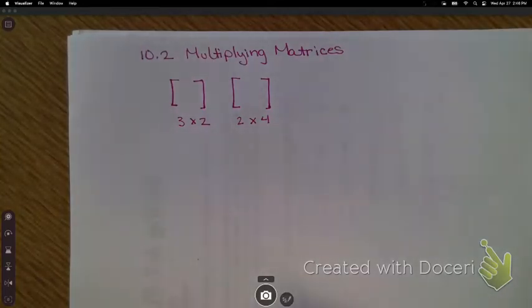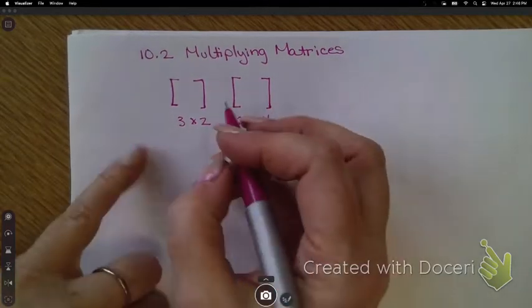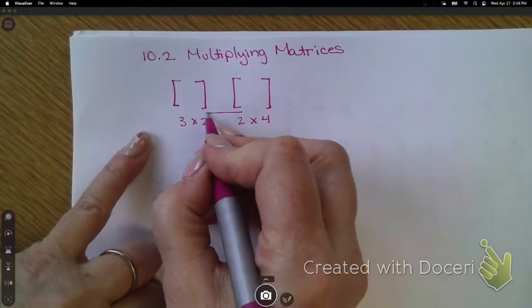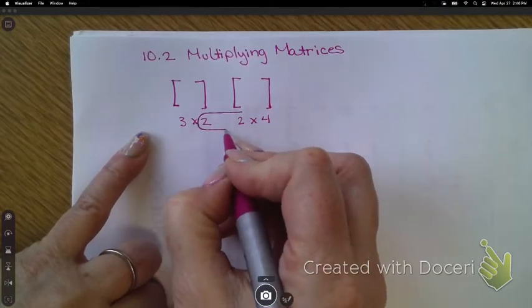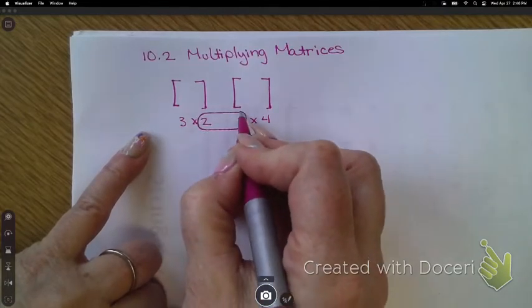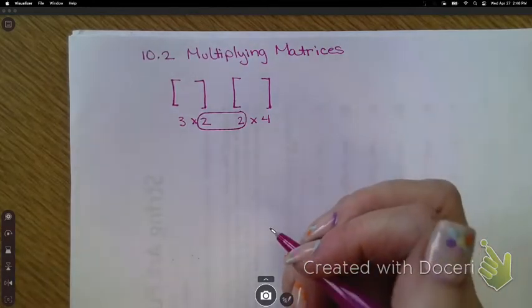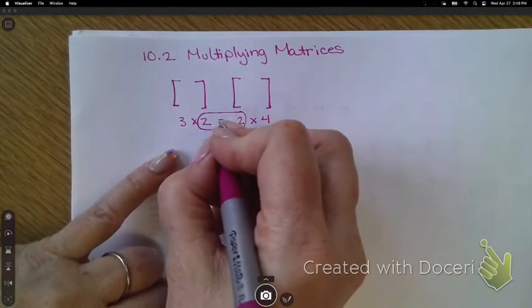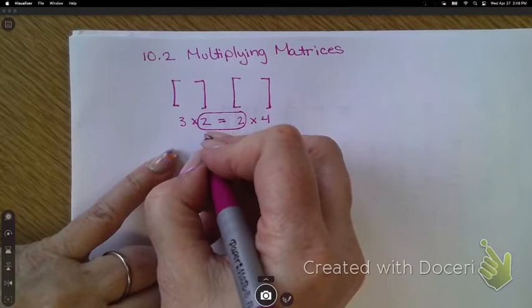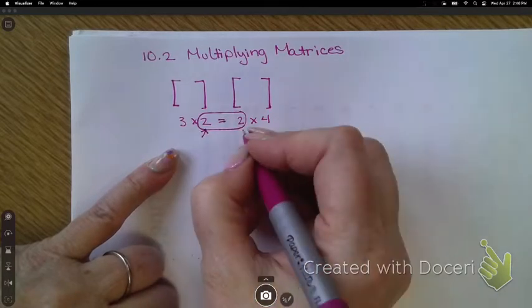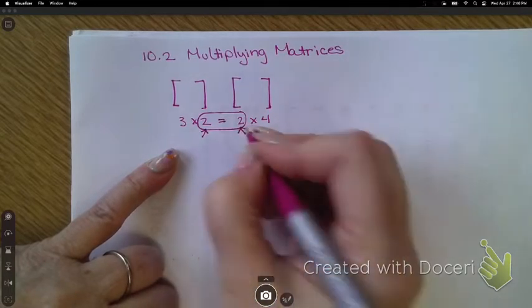Okay, so matrix multiplication is different than addition and subtraction. Addition and subtraction had to be exactly the same dimensions to be able to add or subtract, correct? Well, with matrix multiplication, the columns of the first have to equal the rows of the second. So with these two, the columns of the first have to equal the rows of the second.